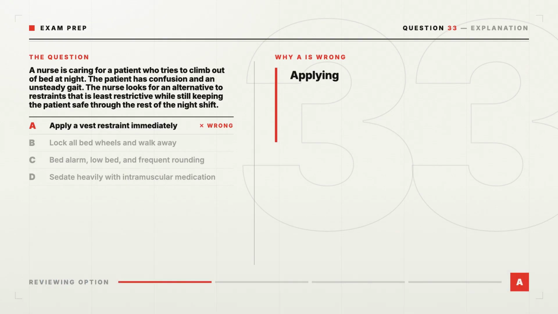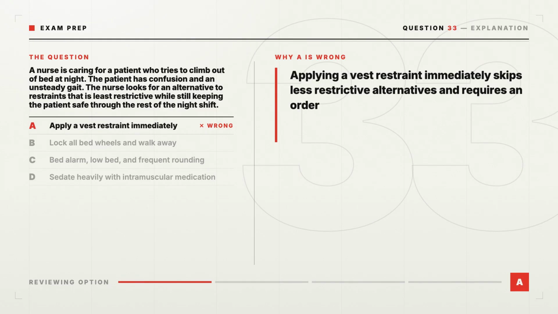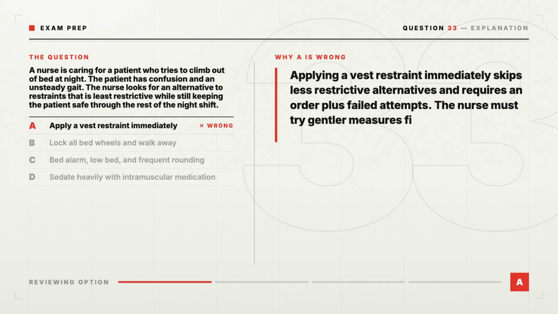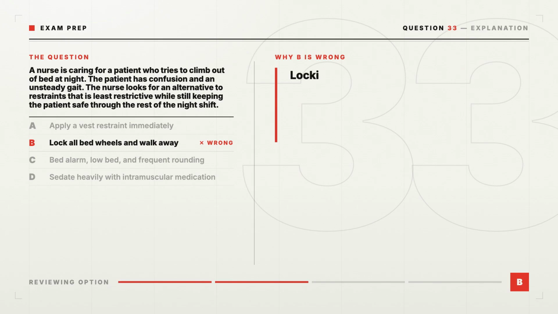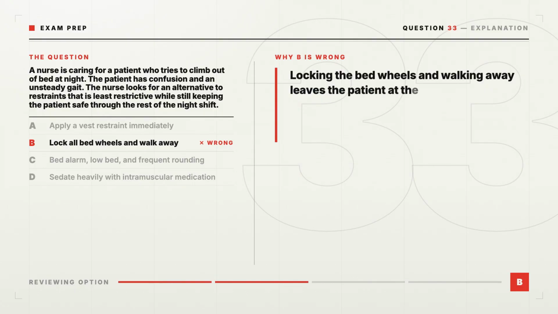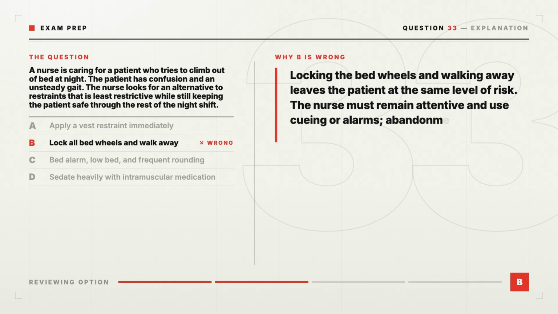A is wrong because applying a vest restraint immediately skips less restrictive alternatives and requires an order plus failed attempts. The nurse must try gentler measures first and document their lack of success. B is wrong because locking the bed wheels and walking away leaves the patient at the same level of risk. The nurse must remain attentive and use cueing or alarms. Abandonment is unsafe and ethically wrong.